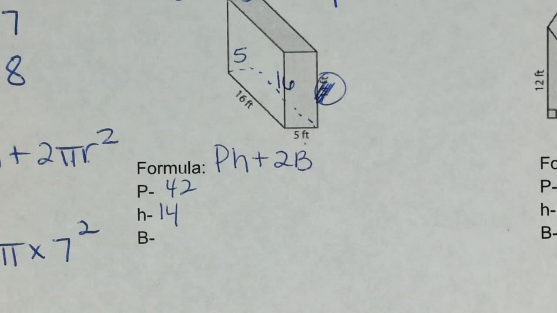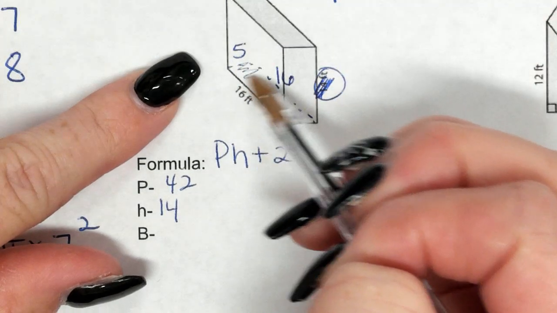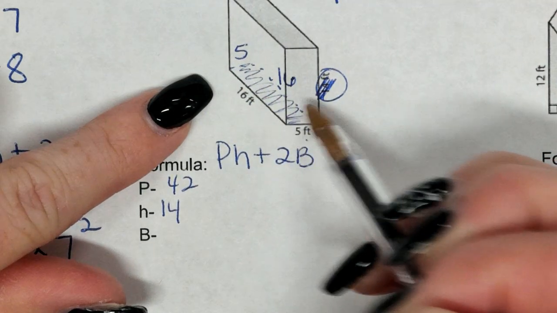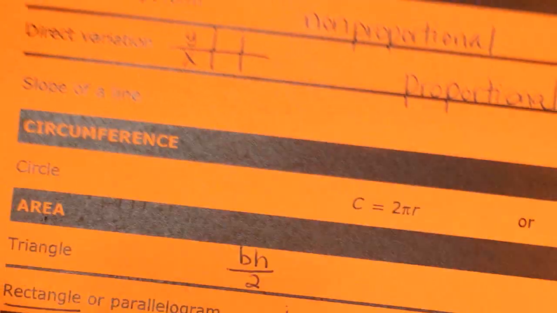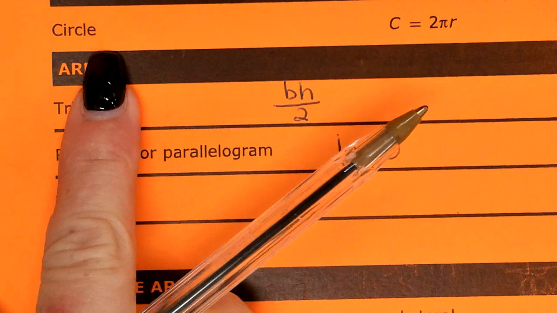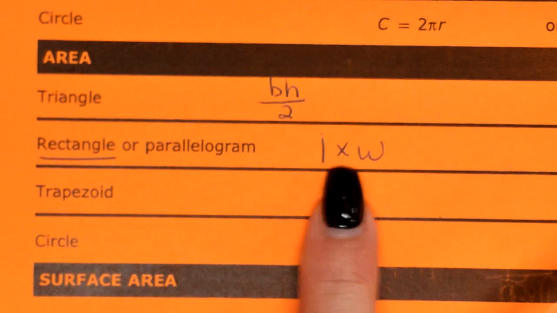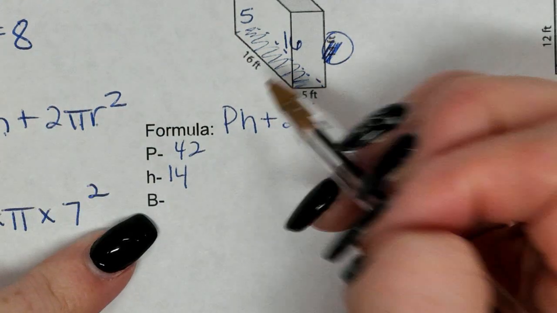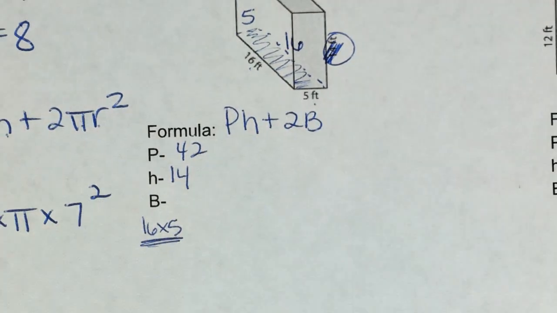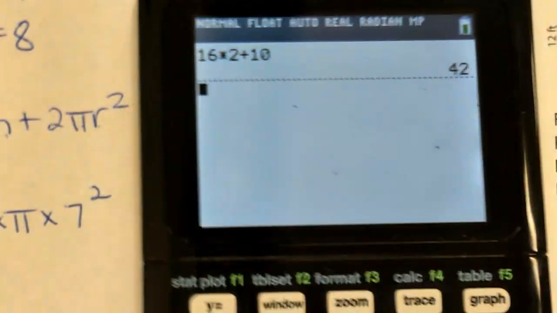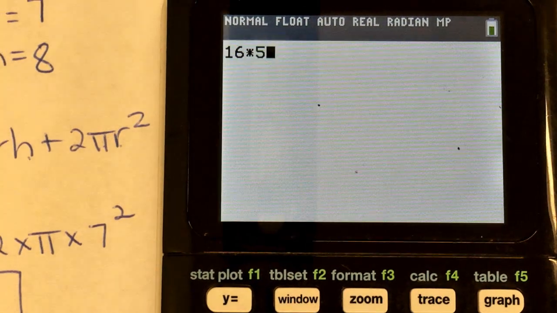All right, who remembers what big B stands for? Area of the base. Here's my base right here. How would I find the area of this rectangle? Area of a rectangle. Length times width. So I'm just going to do 16 times 5. If you want to write that down so that you remember how to do it in a second, you can. 16 times 5 is 80.